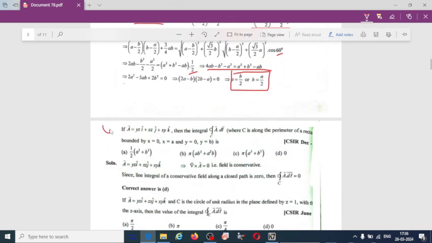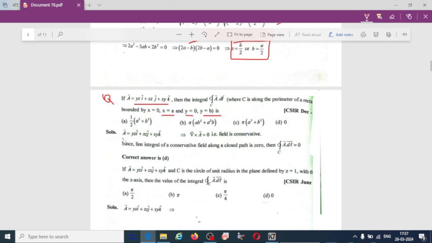So next question, if a vector A is equal to the equation given here, then the integral of A dot dl, line integral, where C is along the perimeter of the rectangle bounded by x equal to 0, x equal to a, then y equal to 0, y equal to b is.